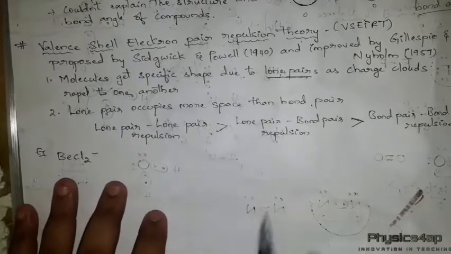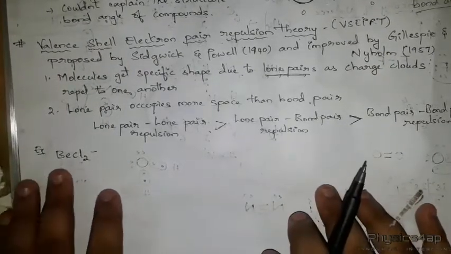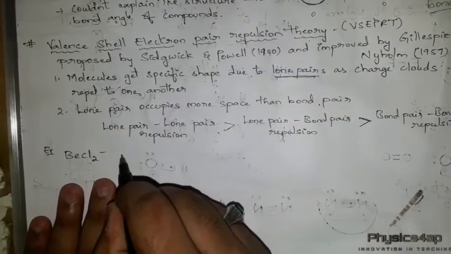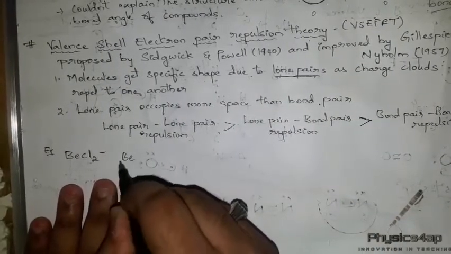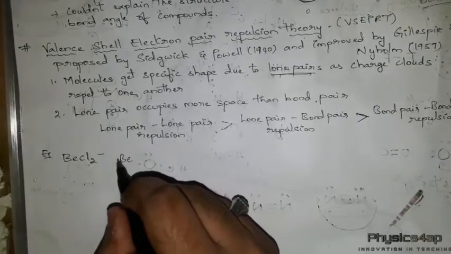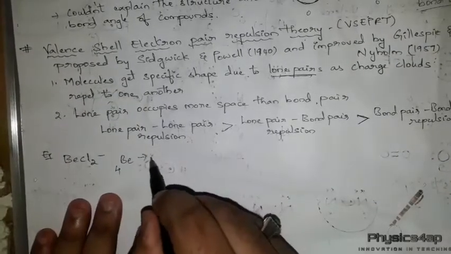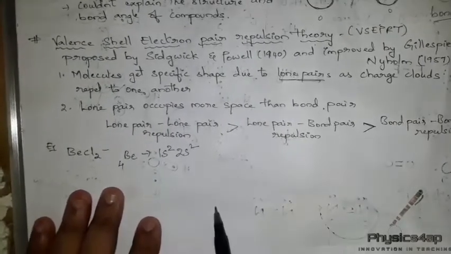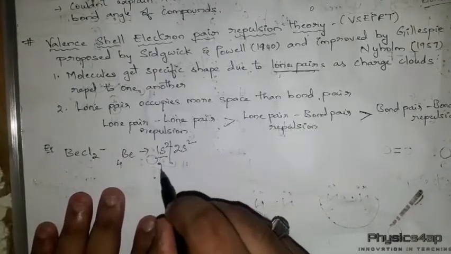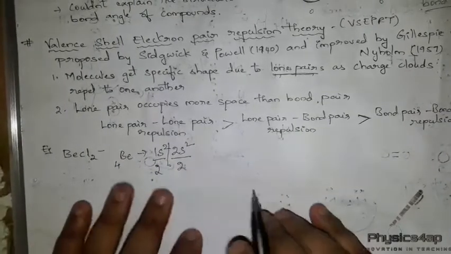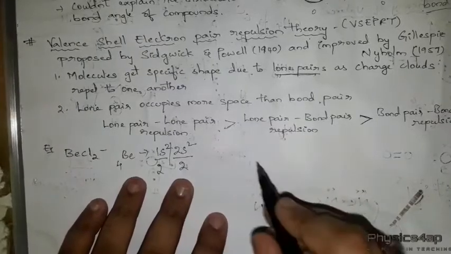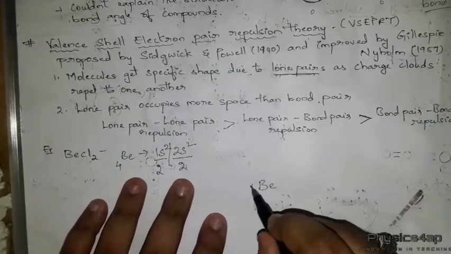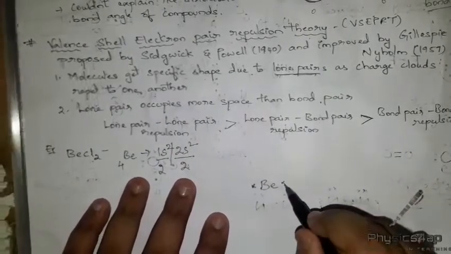Now let us take an example of shapes and structures. Let us see beryllium chloride, BeCl2. When we write the electronic configuration for beryllium, the atomic number is 4, so we write 1s2 2s2. That is, the first shell has 2 electrons and the second shell has 2 electrons. Now we write beryllium, Be, with 2 electrons placed on each side, 1 and 2.